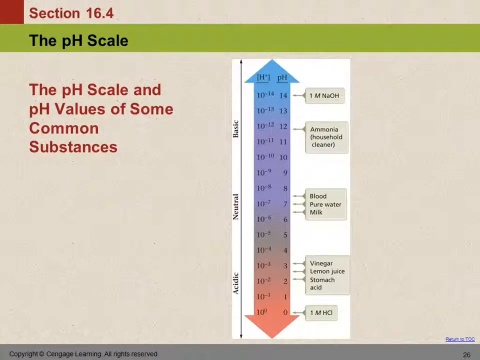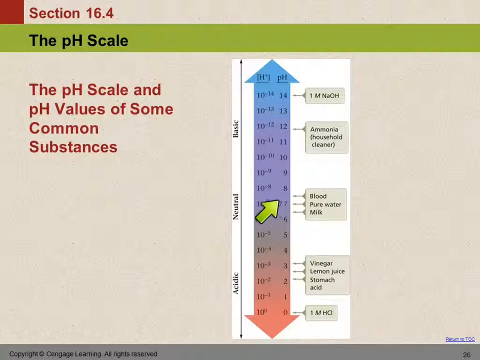So this is an interesting little graph. Here we're seeing the pH scale going from 14 down to 0. And over here we see the hydrogen ion concentration. And we'll notice that a pH of 14 corresponds to a hydrogen ion concentration of 10 to the minus 14. So this is a very low hydrogen ion concentration.